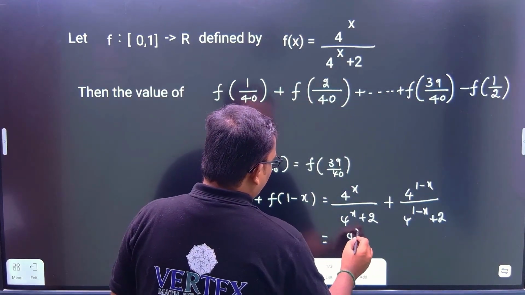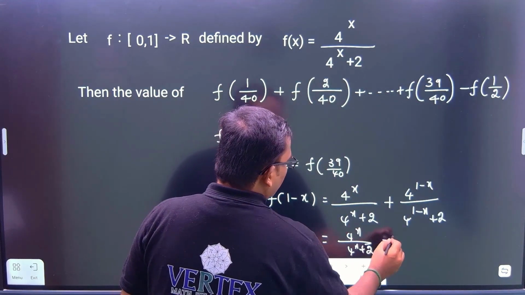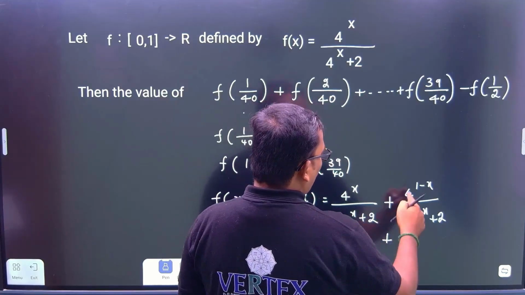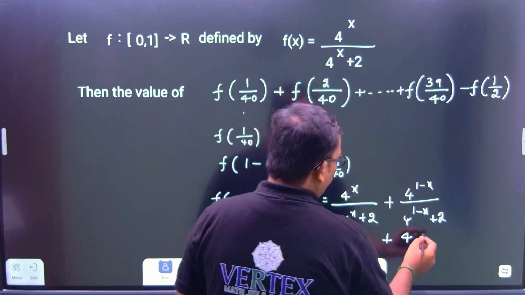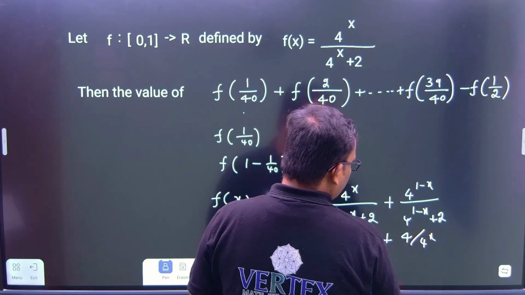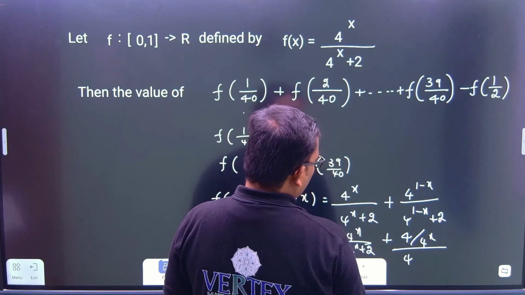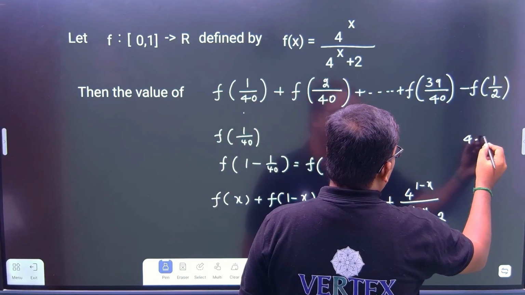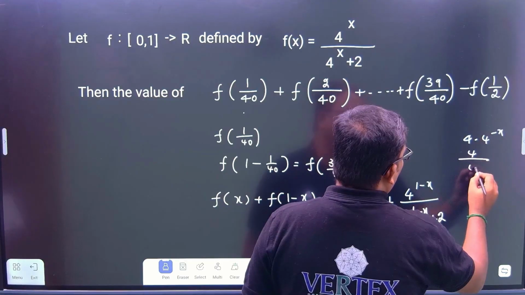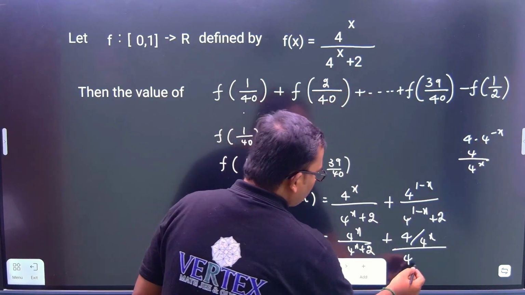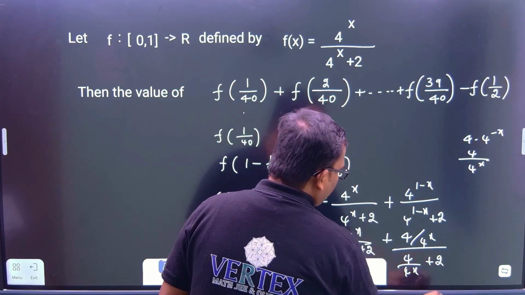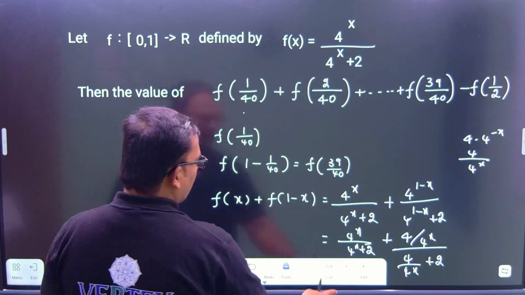Then how to write: 4 power x divided by 4 power x plus 2, plus, this is an exponential power, 4 power 1, 4 power minus x is there. Then you can write 1 by 4 power x divided by, here also 4 by, correct? I hope everyone understands, right? 4 into 4 power minus x, that is 4 by 4 power x we can write. The denominator also, 4 by 4 power x plus 2 you can write. Now you can take the LCM and simplify this.